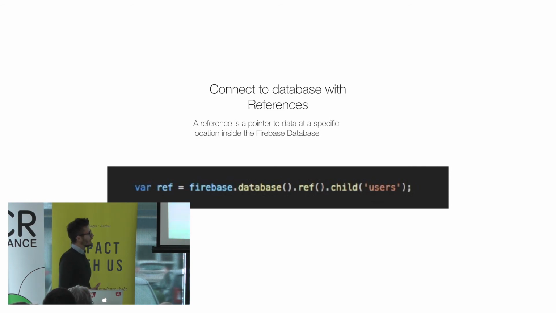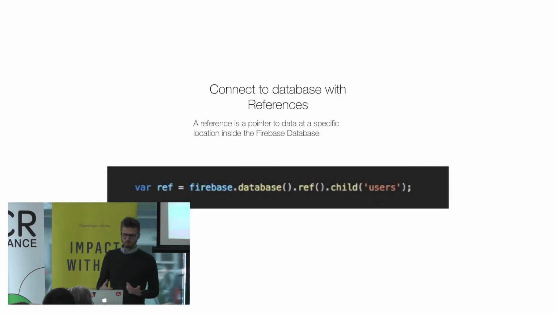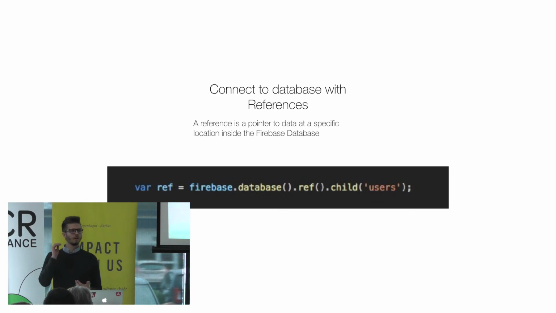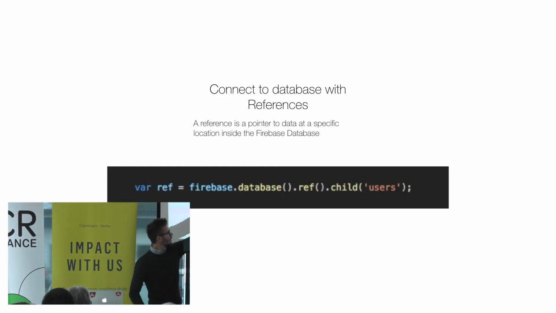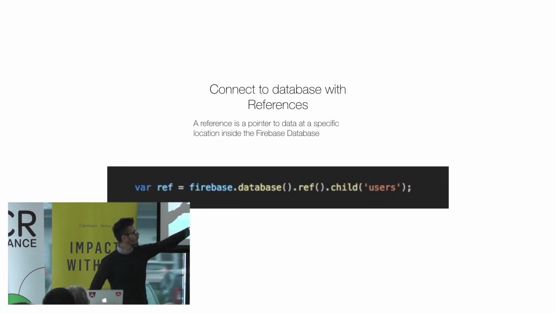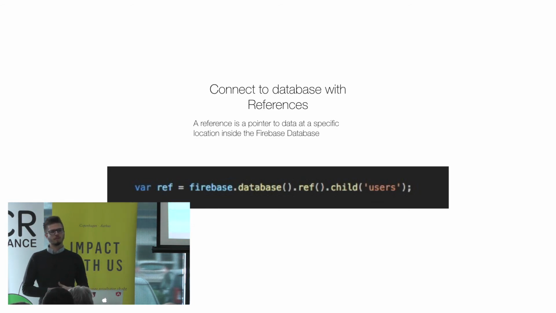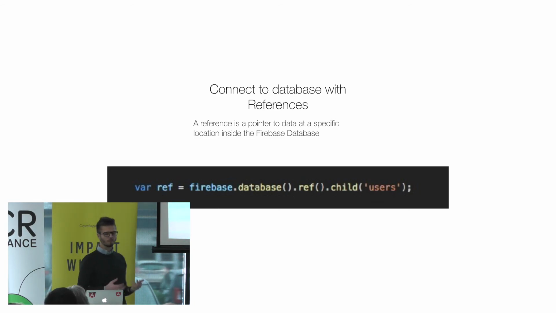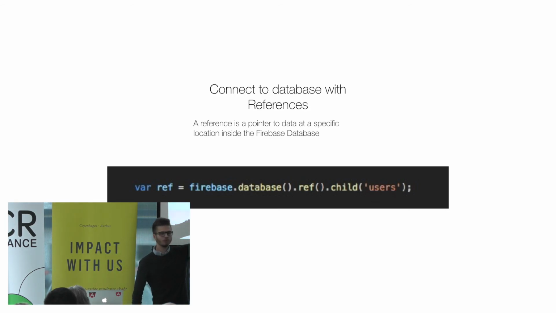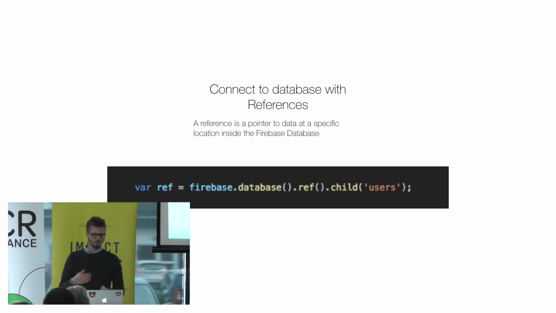So how do you connect to a database? Well, you do this by using references. A reference in Firebase is essentially just a pointer to a specific location inside the database. As you can see here, we have Firebase, and we initialize the database with the database function, and then you extend that with the ref function. The ref function, if you don't give it any arguments, will just refer to the root node. But you can give it arguments, such as the string user to reference the user's node.